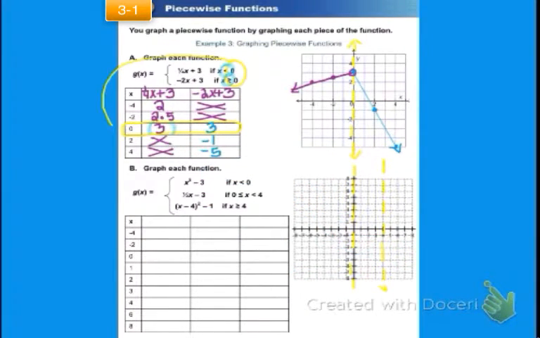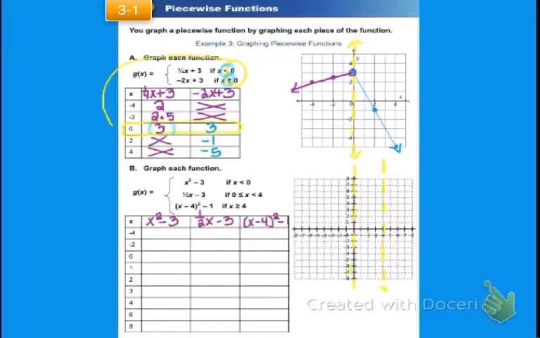So again, the other thing that I do is I'll come down here and create a table for these because we're going to have, let's see, 3 functions. We're going to have x squared minus 3, so that's a quadratic piece. Then there's going to be a half x minus 3, and that's linear. And then there's going to be another quadratic part, (x minus 4) squared minus 1. And so that's a third piece.